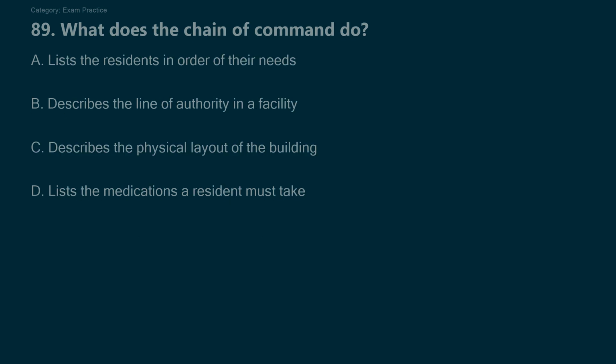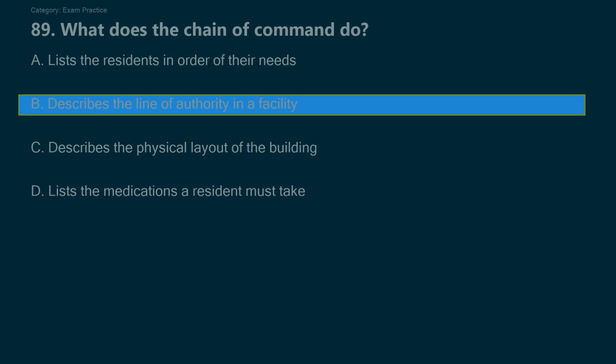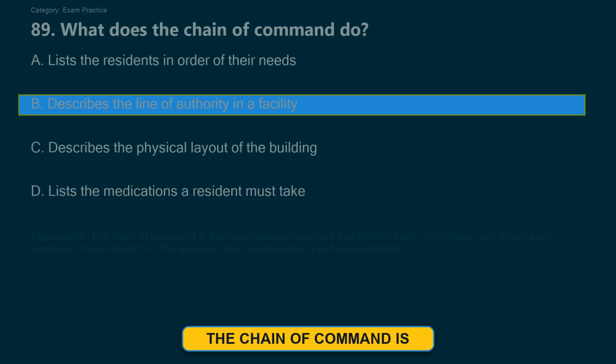Question 89. What does the chain of command do? Option A. Lists the residents in order of their needs. Option B. Describes the line of authority in a facility. Option C. Describes the physical layout of the building. Option D. Lists the medications a resident must take. The correct answer is option B. Describes the line of authority in a facility.